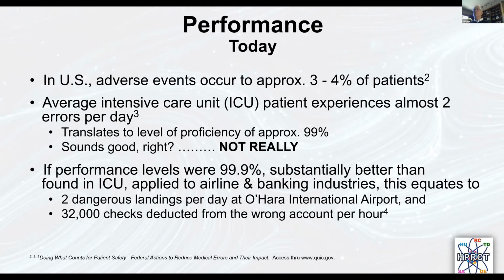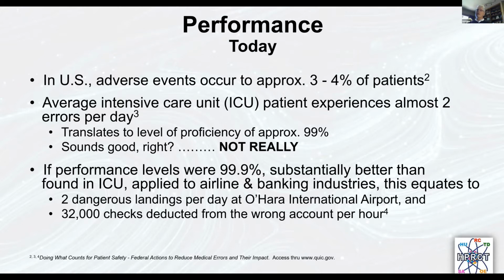So moving forward through lots of other initiatives and legislation, where are we today in global healthcare? In the US, about 3 to 4% of all patients have some sort of adverse event. An adverse event is something measurable, deterministic, that alters the anticipated outcome of the healthcare process. How does this relate to other risk? If ICU patients have 2 errors per day, this translates to a 99% level of proficiency.